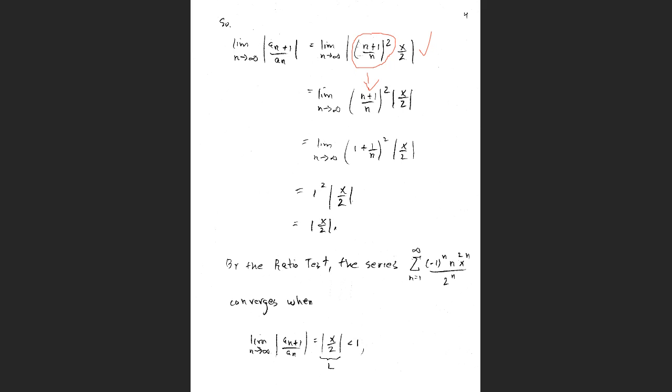And I'm going to end up, well, this n plus 1 over n, that's just 1 plus 1 over n. We're squaring that, but as n goes to infinity, the 1 over n term goes to 0, right? This goes to 0, that goes to 0 as n goes to infinity. And so we get 1 squared times the absolute value of x over 2, which is the absolute value of x over 2.